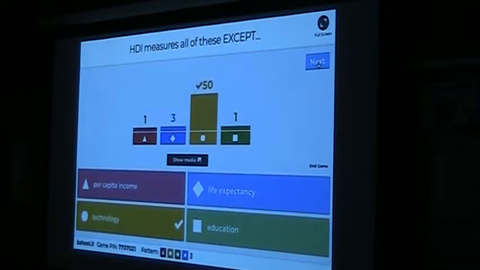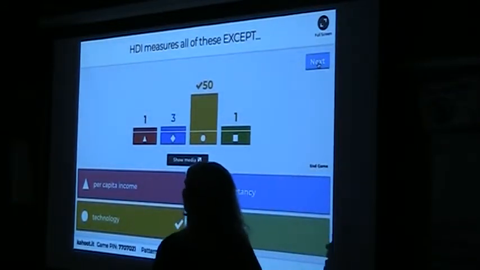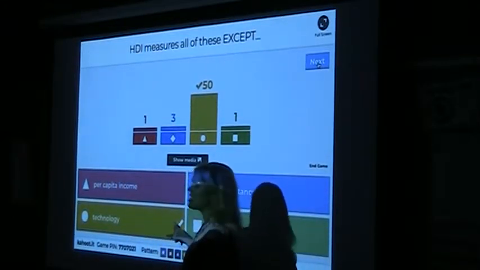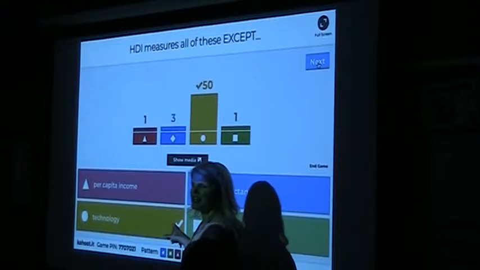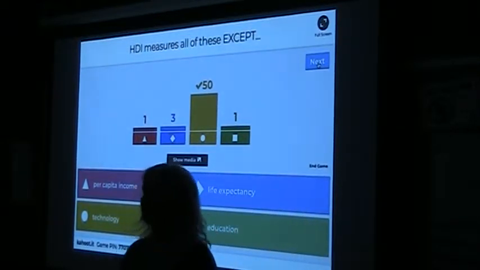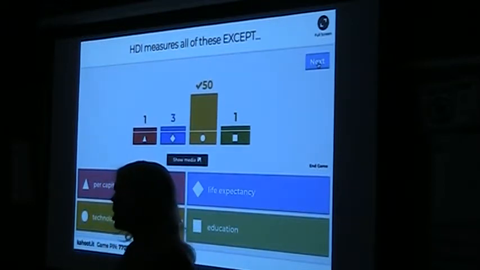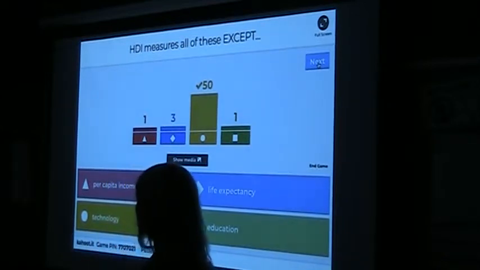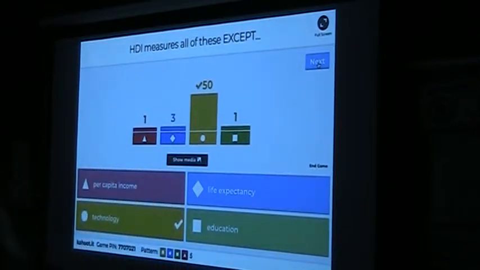Very good. I feel like you were listening yesterday. Now, they don't measure technology per se, but remember, technology is used in your production processes. So the amount of technology that you have would influence how productive you are. So it would influence your GNI per capita, but it's not a specific measure. So very good. You definitely need to know HDI, a way to put all those measures of development together.